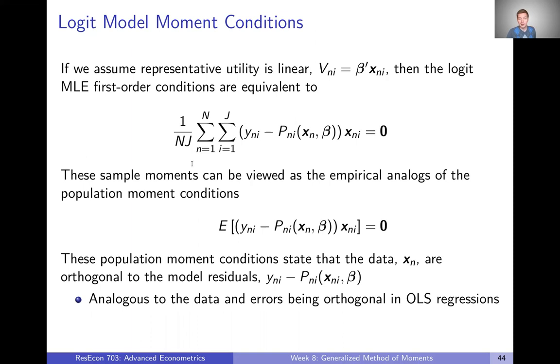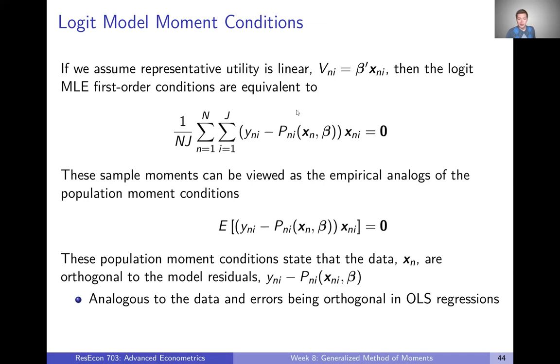So we're taking the sample average of y minus p. This is like our econometric residual. It's the 0-1 indicator for whether an alternative is chosen or not, minus the choice probability for that alternative from our model. So you can think about the thing in parentheses here as an econometric residual. Then we multiply that by data. We're going to have K of these if we have K variables in X. And these sample moments equal zero.